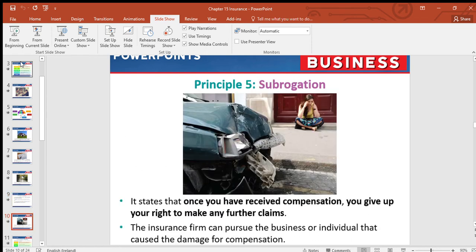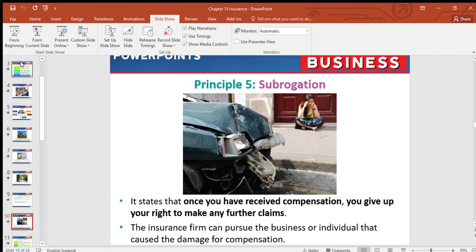Finally, subrogation. So subrogation is our final principle. It states that once you've received compensation, you give up your right to make any further claims. The insurance firm can pursue the business or individual that caused the damage for compensation.